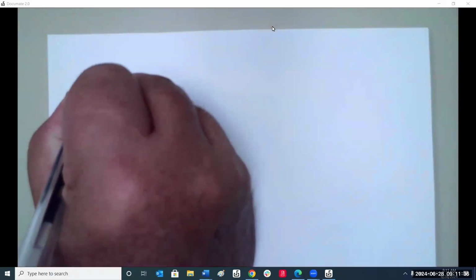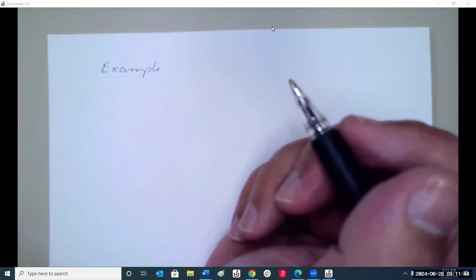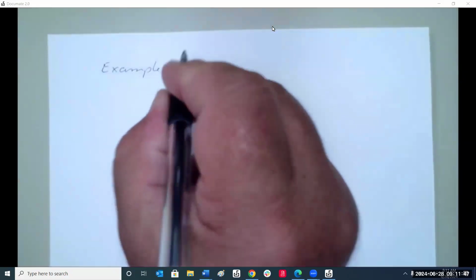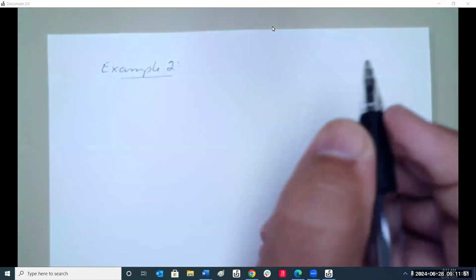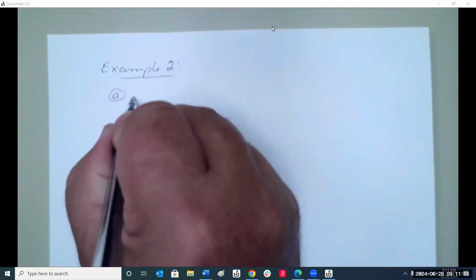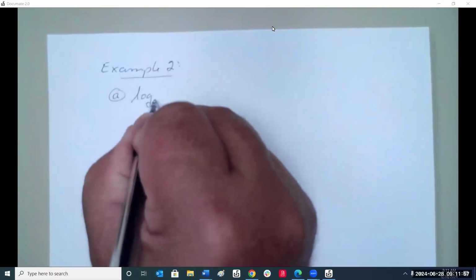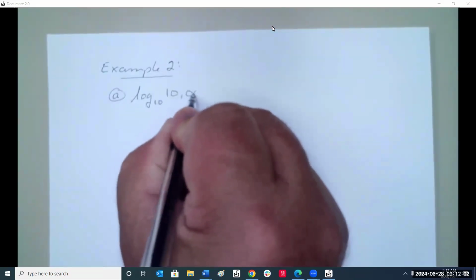All right, so now we're going to start using these values. As the instruction said, we're looking for what power we raise the base to in order to equal x. Example 2. Find the following: log base 10 of 10,000.